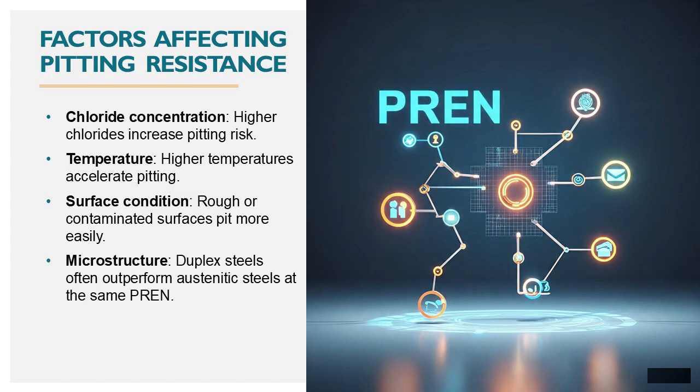Factors affecting pitting resistance: chloride concentration. Higher chlorides increase pitting risk. Temperature. Higher temperatures accelerate pitting. Surface condition. Rough or contaminated surfaces pit more easily. Microstructure. Duplex steels often outperform austenitic steels at the same PREN.